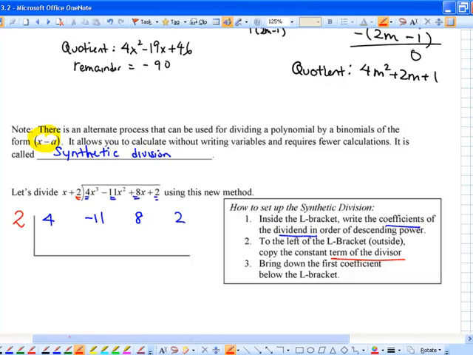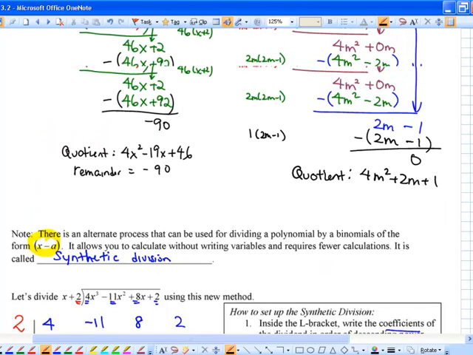Now, the next step is to bring down the first coefficient below the L bracket. So here's what I mean. Just bring this down and stick it outside the L bracket. Alright, here's what you do next. You take 2 times 4. And the answer is? Yeah, good, 8. Put it underneath the next term. Okay. Now, we subtract, just like before. What's negative 11 minus 8? Yes, negative 19. Those numbers look familiar?